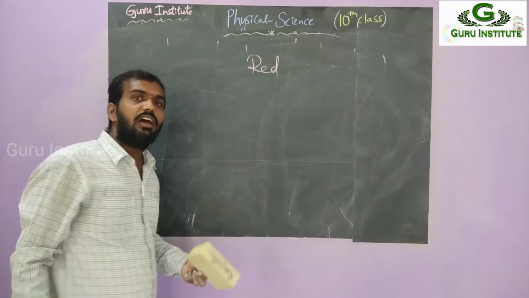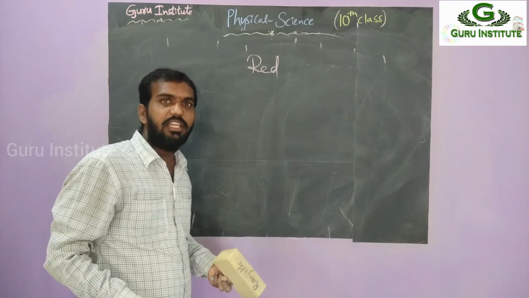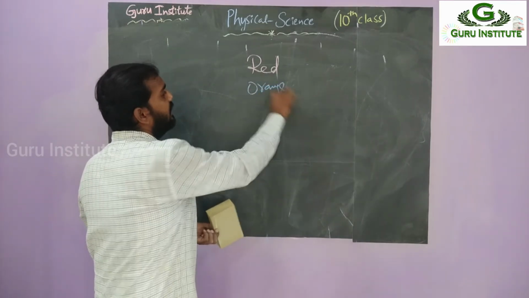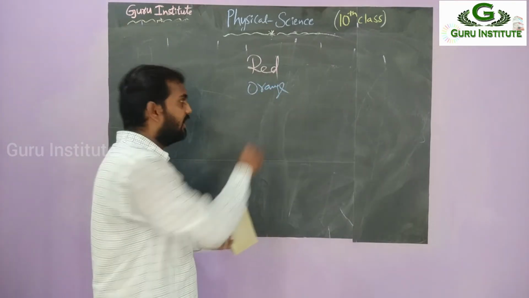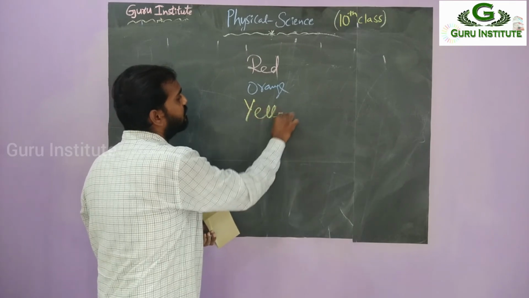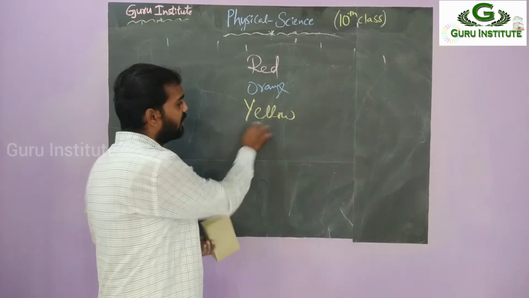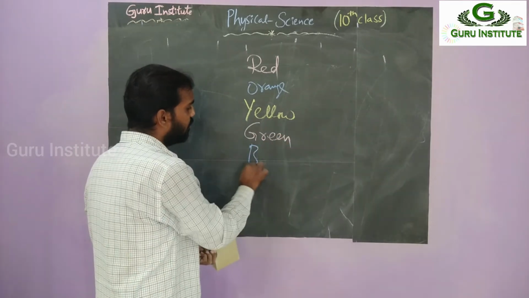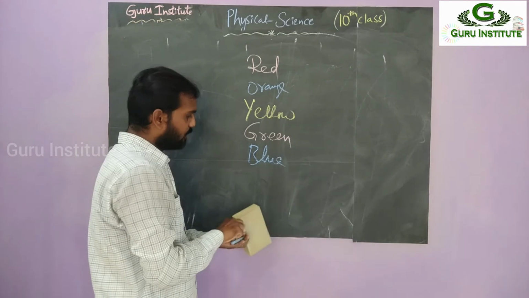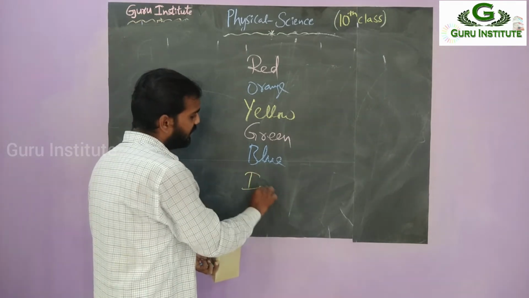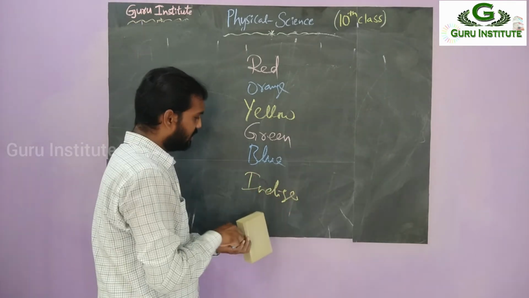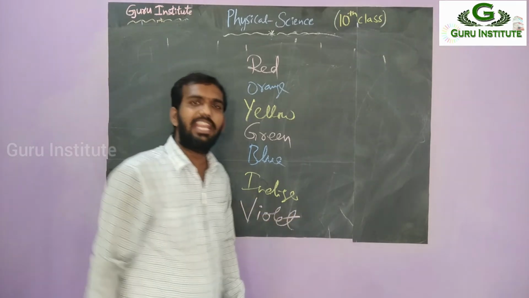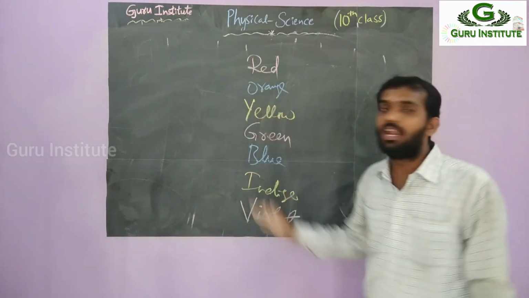So if you increase the heat energy, then you have to see the orange color. Then again you have to increase the heat, then you can see the yellow color. Then after that, if you are increasing again, you will see the green color. Then again, if you are increasing, you will see the blue color. Then as usual, if you increase the energy, indigo. Then finally you can see the violet. If you increase the heat energy again and again, you can see the final one, white color.